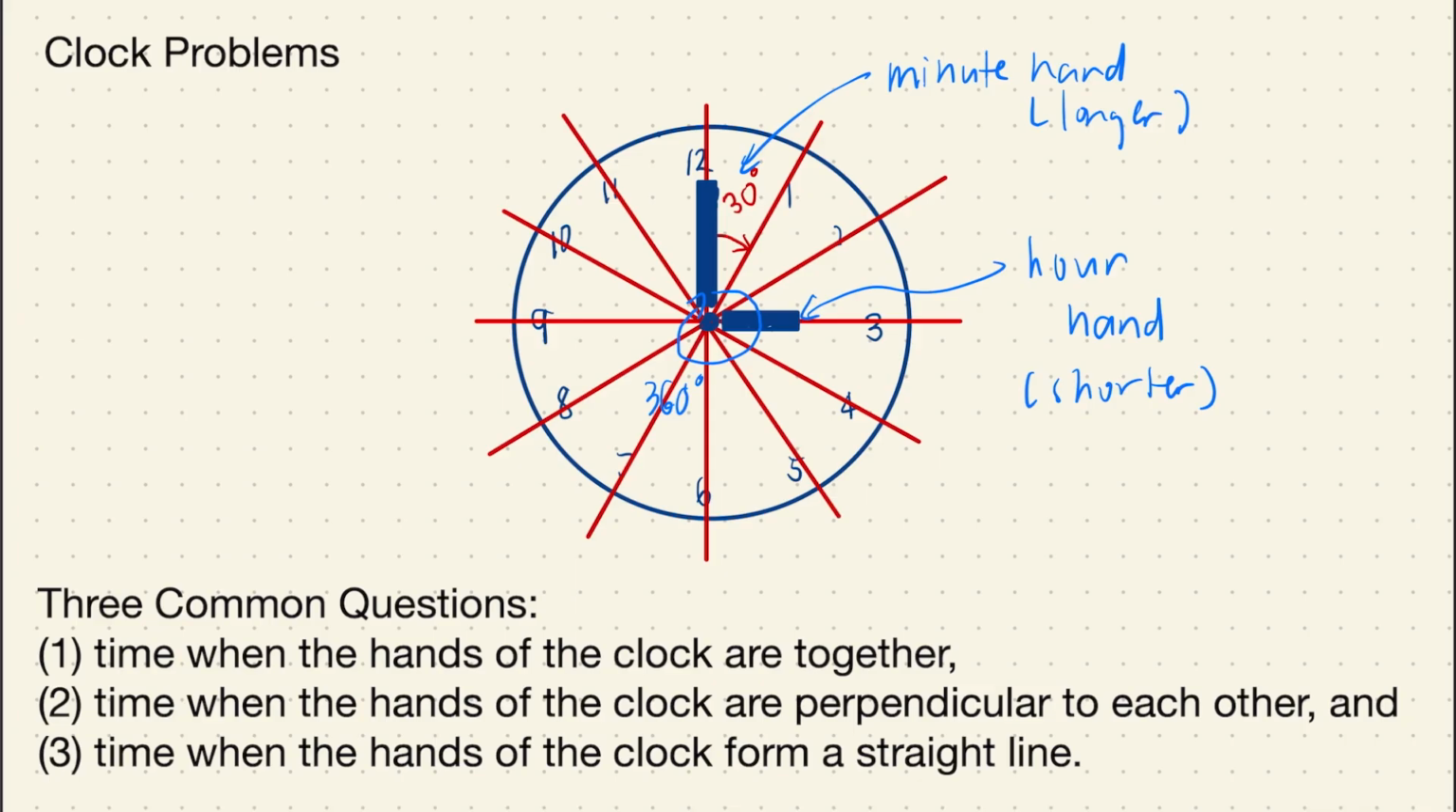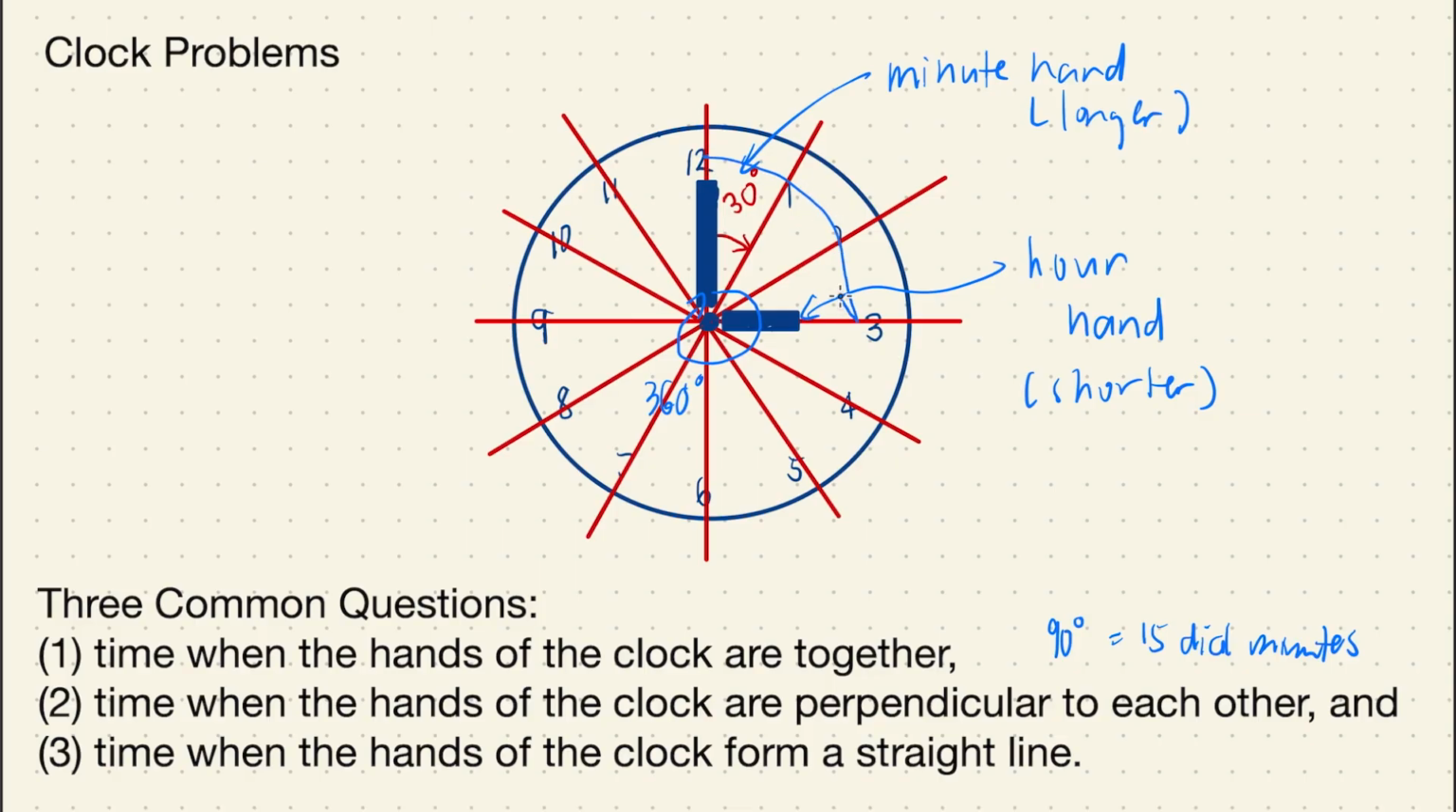The three most common questions in clock problems are about the hands of the clock together. Given an interval, what time would the minute and hour hands be together, or be at the same place? Two, the time when the hands of the clock are perpendicular to each other. When we say perpendicular, they are 90 degrees from each other, or 15 dial minutes away. If you think about 15 minutes, it's from 12 to 3.